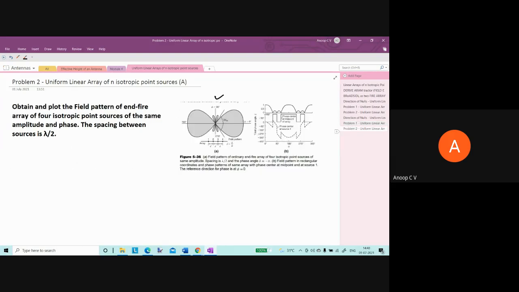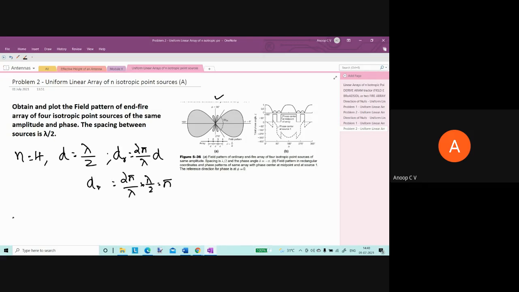The problem on end fire case. Here it says: obtain and plot the field pattern of end fire array of 4 isotropic point sources of same amplitude and phase. The spacing between sources is lambda by 2. So given n is equal to 4, d is equal to lambda by 2. So what will be dr? dr will be 2 pi by lambda times d, that will be equal to 2 pi by lambda times lambda by 2, that will be equal to pi.